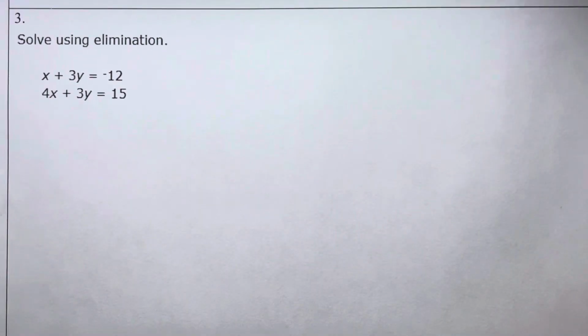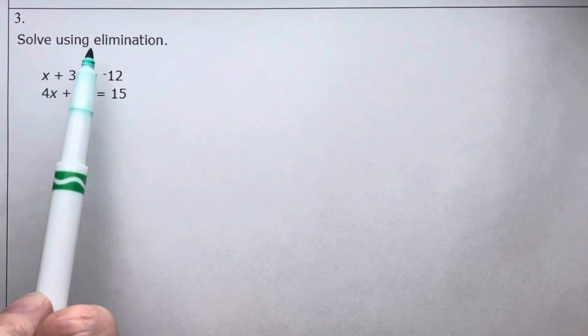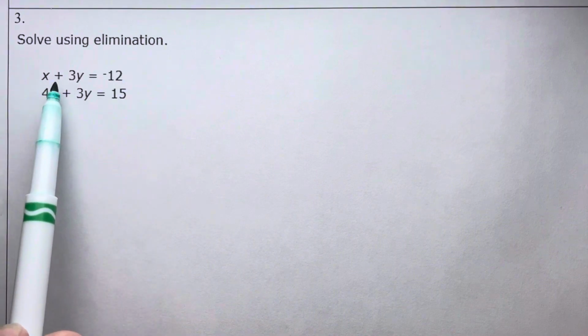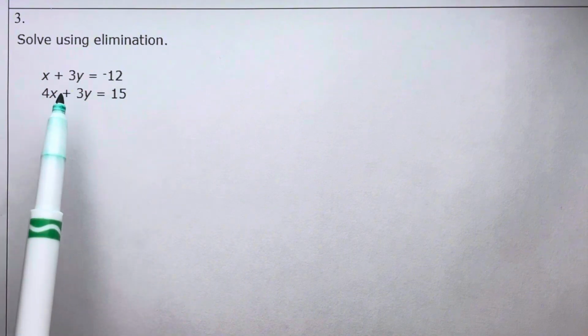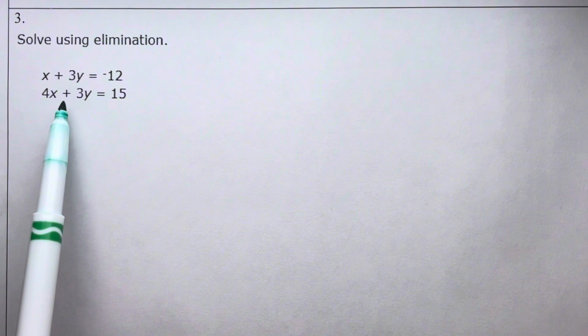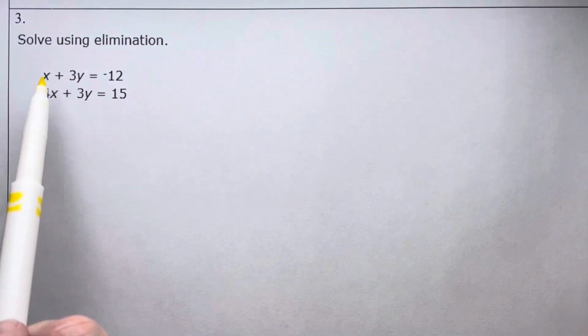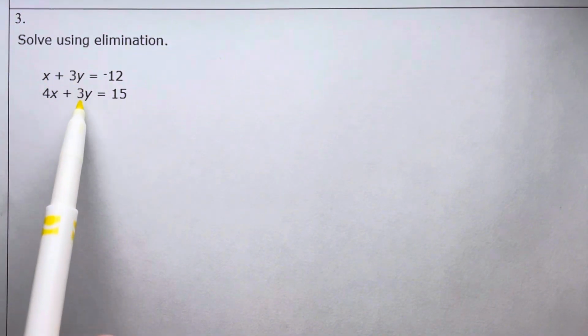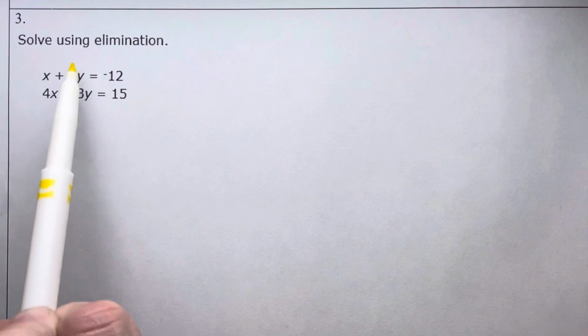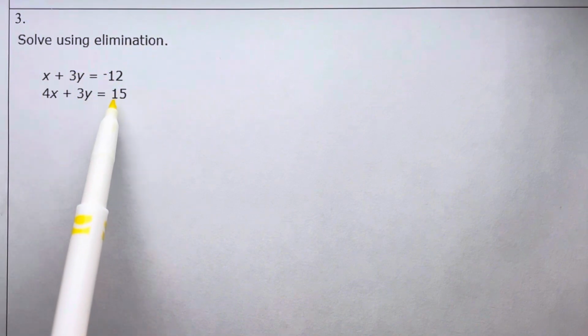In example 3, we're going to solve the system using elimination, where x plus 3y equals -12 and 4x plus 3y equals 15. In this particular problem, we see that both of our equations are set up in standard form as ax plus by equals c. So that's good.